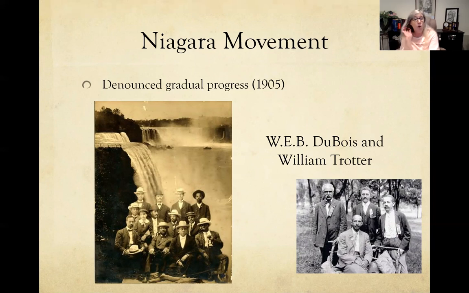So they cross over from Niagara Falls, they cross over into Canada, they have their meeting, and they're working at trying to develop this organization. And what prompts the organization to finally take hold and to gain a lot of acceptance and a lot of support is after the Niagara meeting. All right, so that took place in 1905.